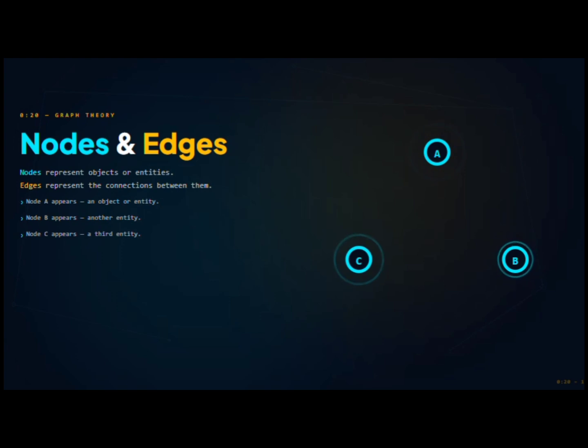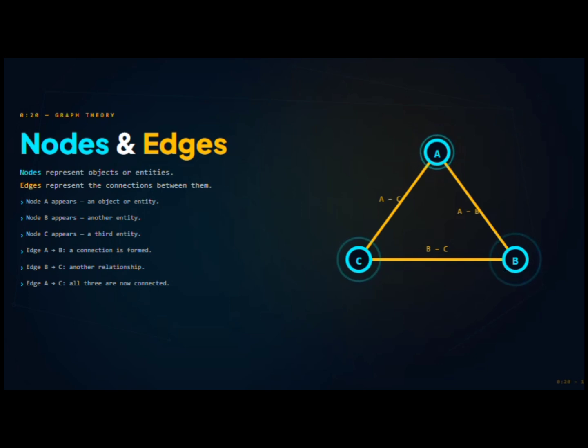In this theory, nodes represent entities such as people, places, or items, while edges represent the relationships or interactions between them. For example, consider three nodes labeled A, B, and C. If there is a connection between A and B, and between B and C, we can draw edges linking them. This helps us clearly see how each node is related. Graphs can also include additional information, such as weights on edges, to represent distance, cost, or time, or labels that describe the type of relationship.